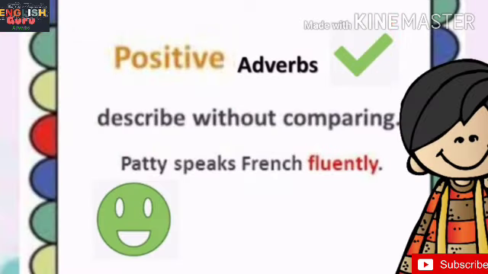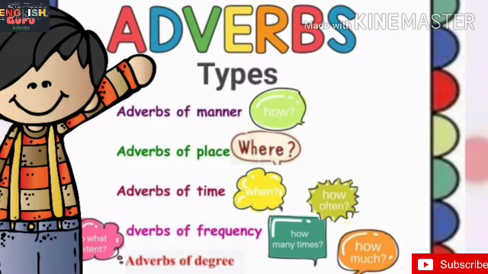On the other hand, the positive adverbs answer the questions how, when, where, to what extent, and how much. They describe without comparing. Here, in this type of adverbs, there is no comparison. For example, Perry speaks French fluently. Positive adverbs are also called the basic adverbs because they form the first degree of adverbs. Now let's learn the types of adverbs.